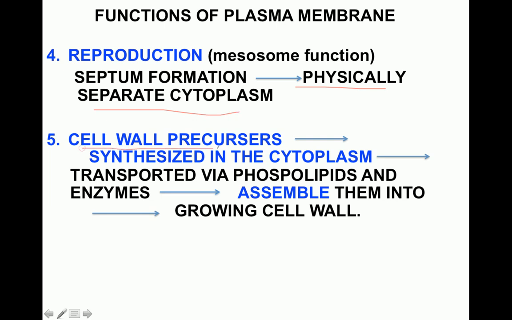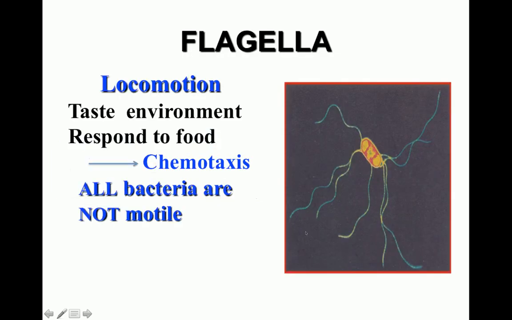Then cell wall precursors, which are synthesized in the cytoplasm, will be transported outside into the growing cell via the phospholipids and the enzymes present in the plasma membrane. Once they go out, they assemble into the growing cell wall and help in building up the cell wall. So these are the various functions of the plasma membrane. You are asked about this in your table vivas.